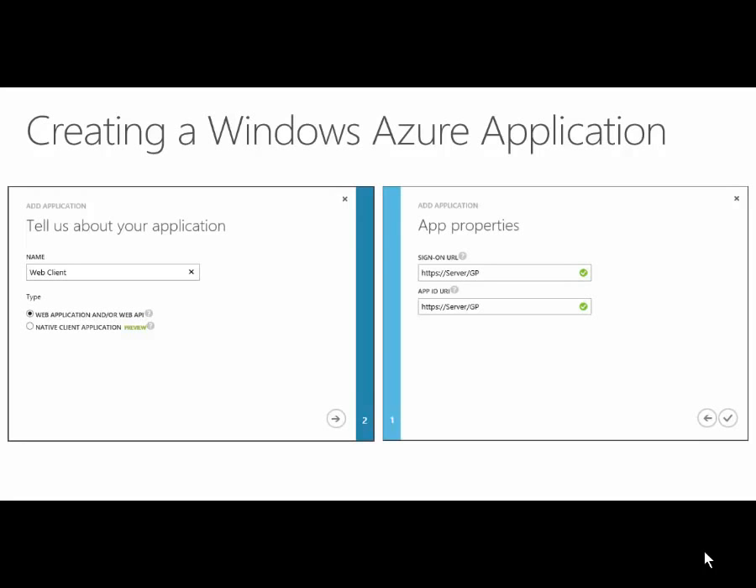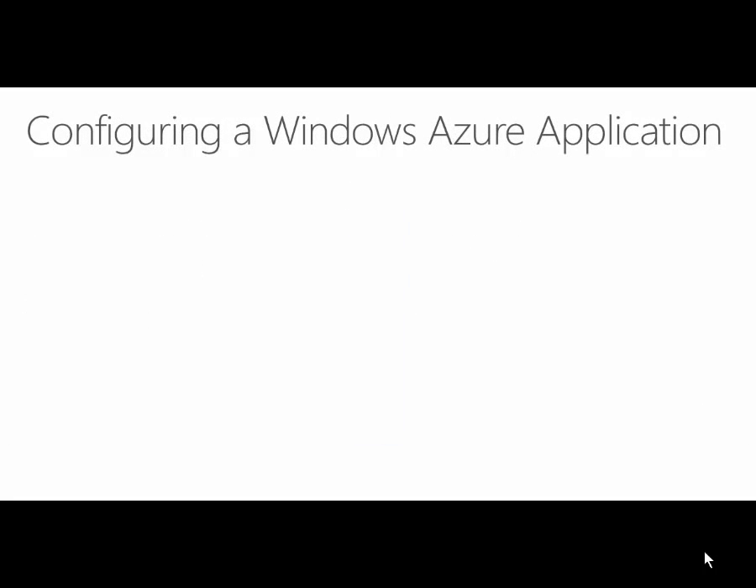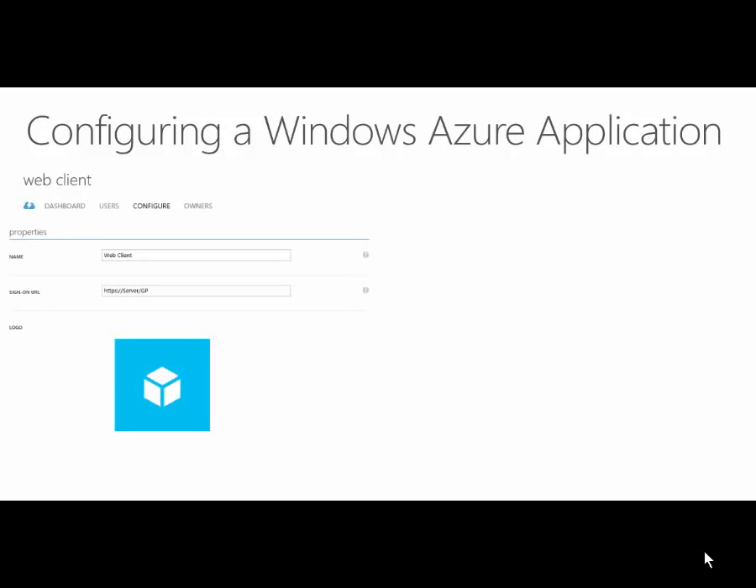So once I hit the checkbox, it will have created the application, but it will not have configured it yet. So the next step we have to do is configure that application. You'll notice I called mine web client. So once on that list of applications I click web client, I'm going to see the configure option. And once I select it, I'm going to see a bunch of properties to configure.